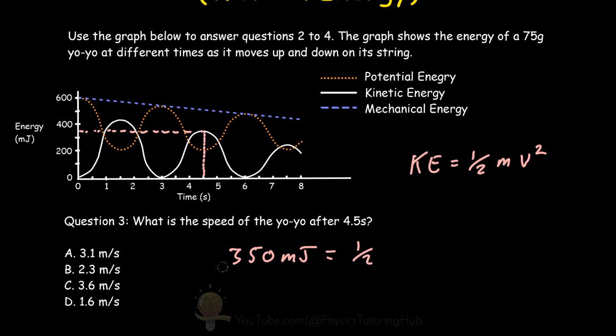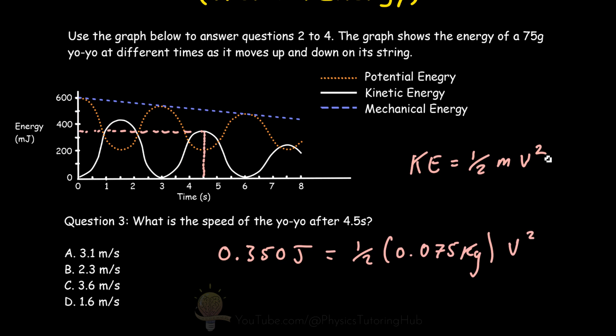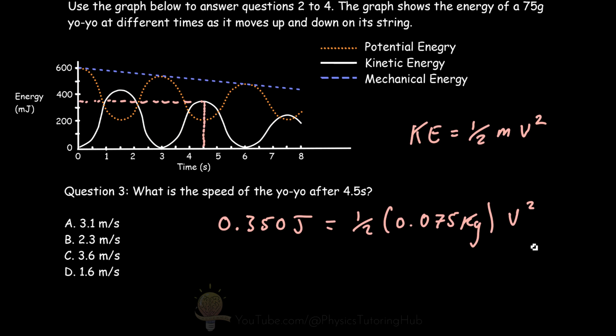So instead of 350 millijoules, this is equal to 0.350 joules, because a millijoule is 1,000th of a joule, and that's equal to half times the mass, which is 0.075 kilograms, multiplied by the velocity squared. We don't know the velocity yet. And we can rearrange this to make velocity the subject of the formula.